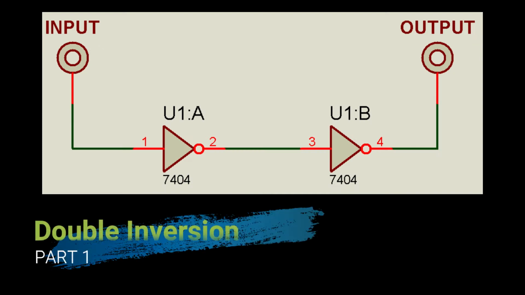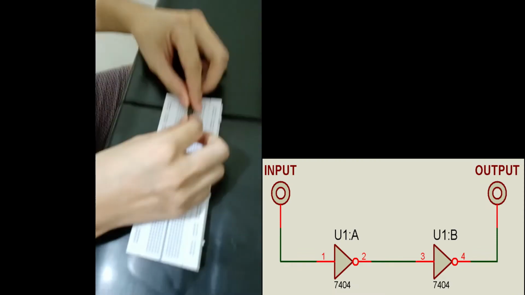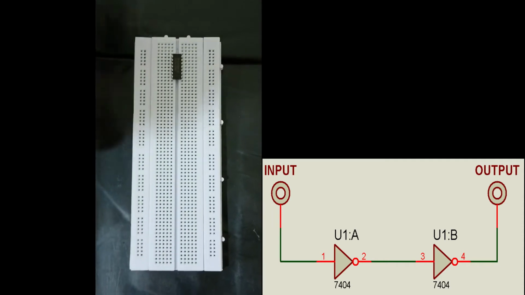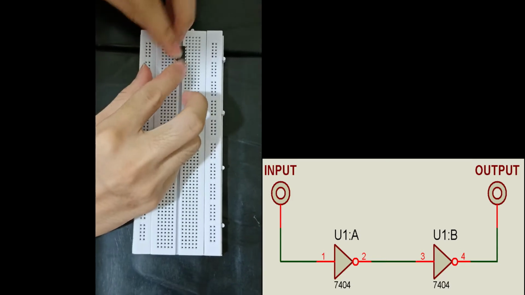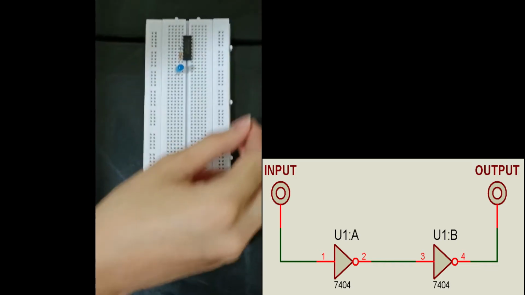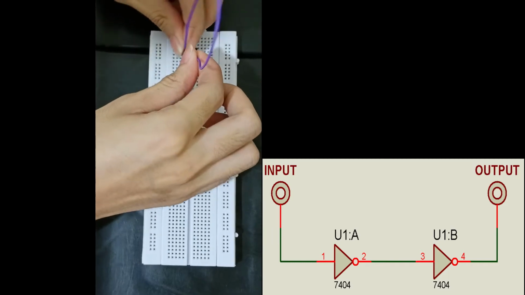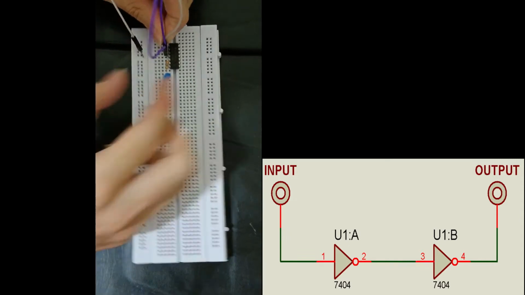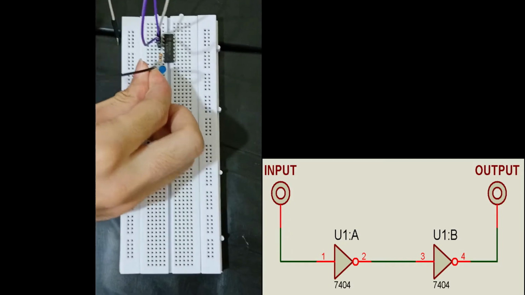For the first part of the experiment is a double inversion circuit with a single input. Using 7404 inverter gate, we will be connecting the resistor to pin 4 and in series with the LED, then the ground. Pin 1 is the input A, and we connect pin 2 to pin 3. The output of this circuit will be inverted twice.